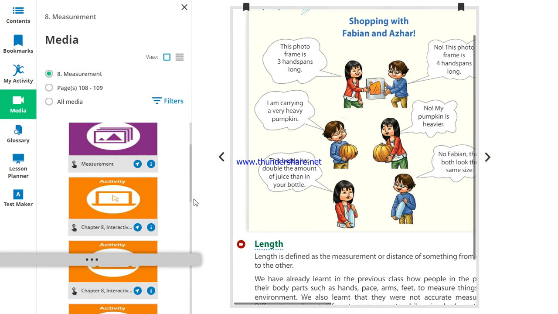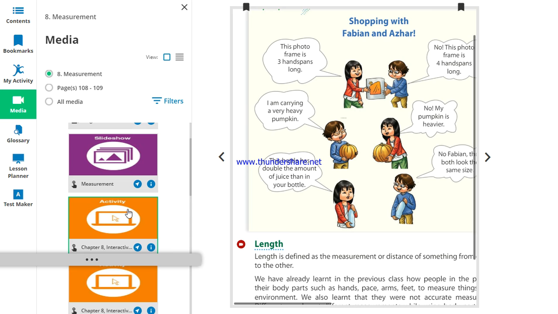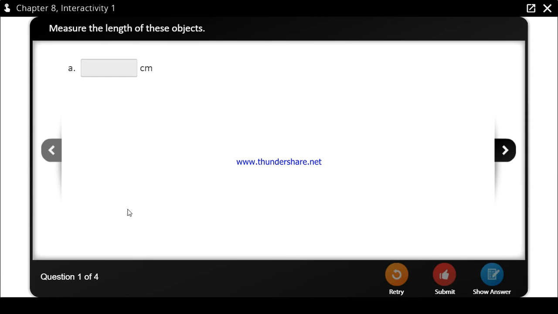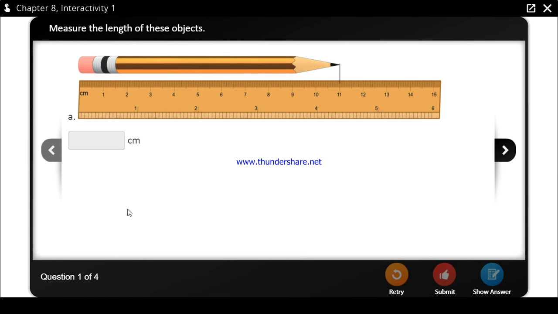The next one, my practice time 1. Measure the length of these objects. Your pencil end is 11. So our answer is 11 centimeter.